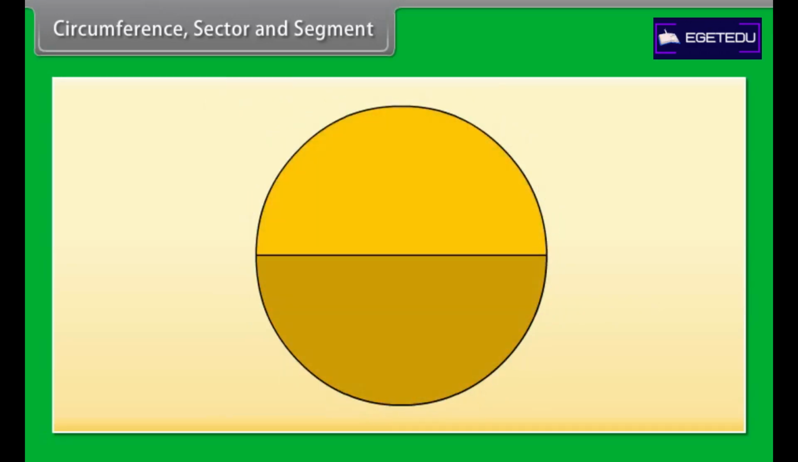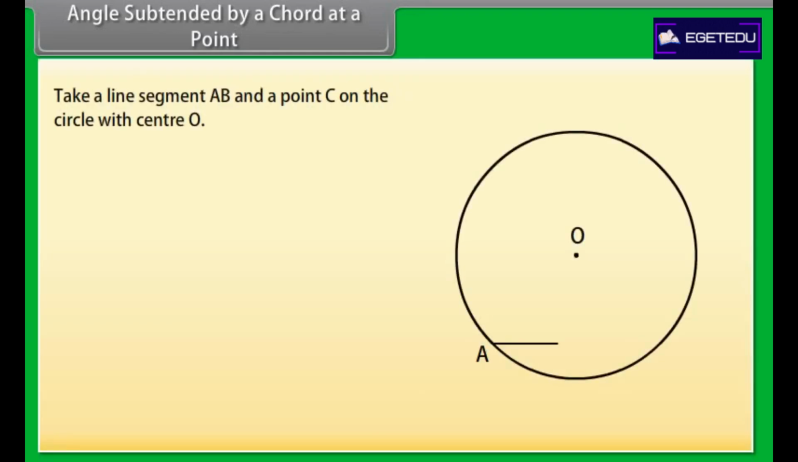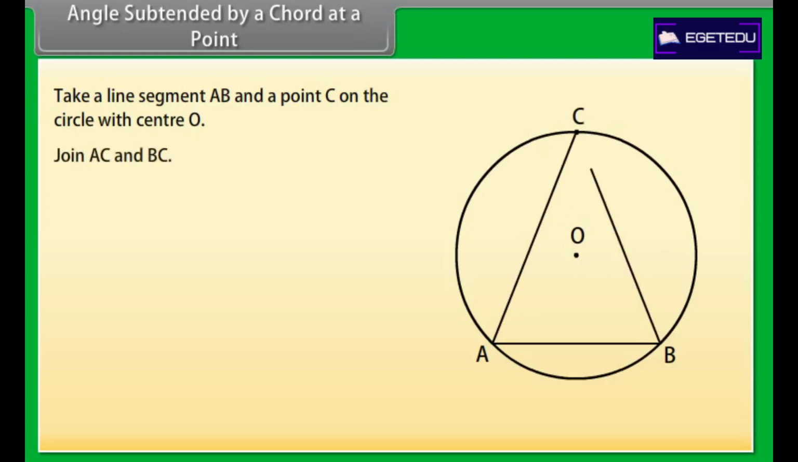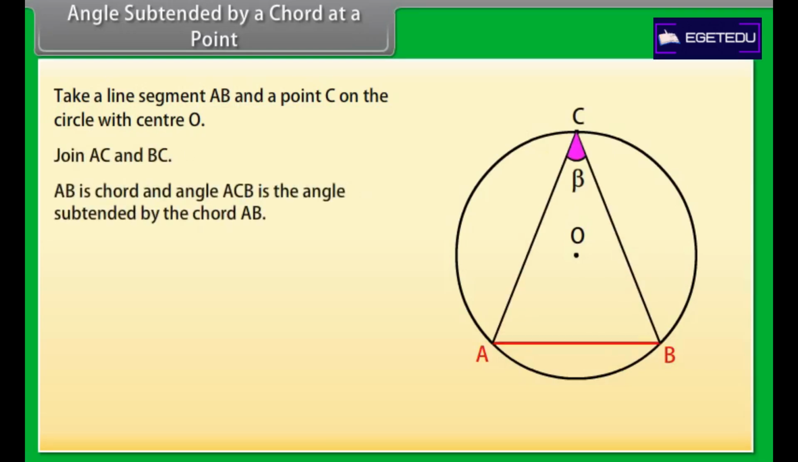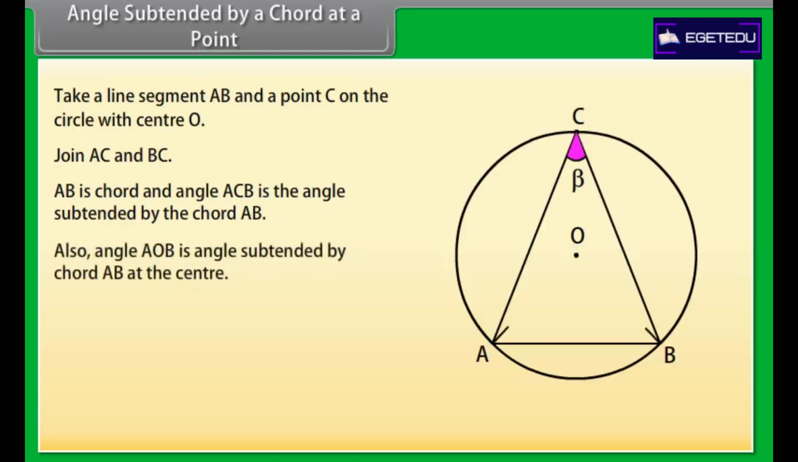Now look at this circle. Here, both the arcs are equal. Therefore, these 2 are the semicircles. Angle subtended by chord at a point. Take a line segment AB and a point C on the circle with center O. Join AC and BC. Here AB is a chord and angle ACB is the angle subtended by the chord AB. Also, angle AOB is the angle subtended by chord AB at the center.